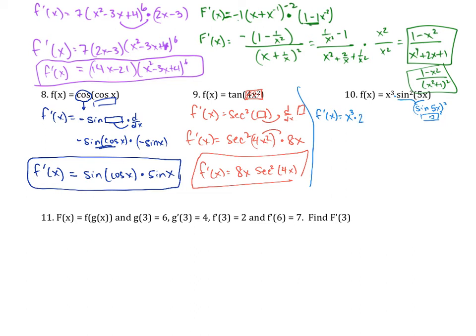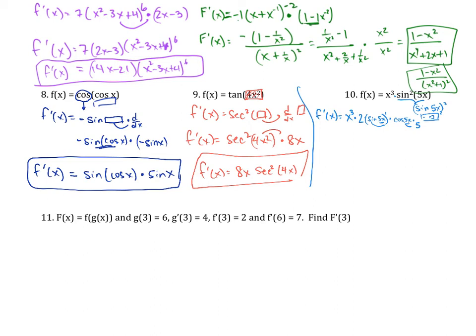So that's 2. Remember, the outer box is this thing, sine 5x, to the first power, times, now I have this sine that I've got to take the derivative of, which is cosine 5x, times, now I have to take the derivative of that, which is 5. Right, so this is the inner box in there.